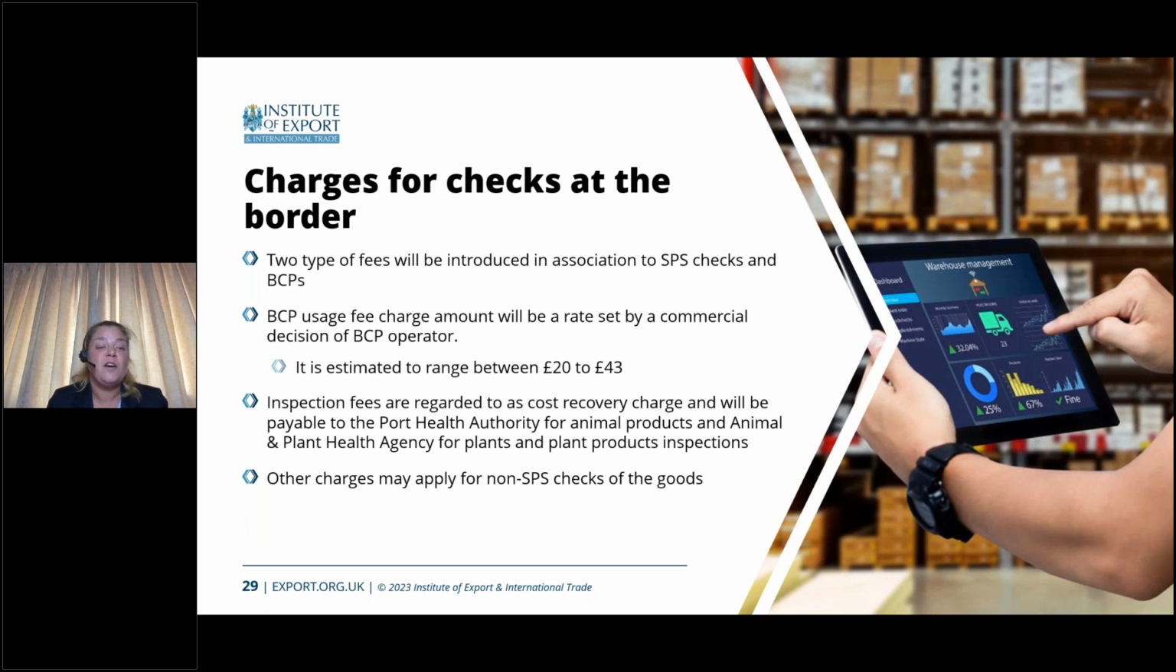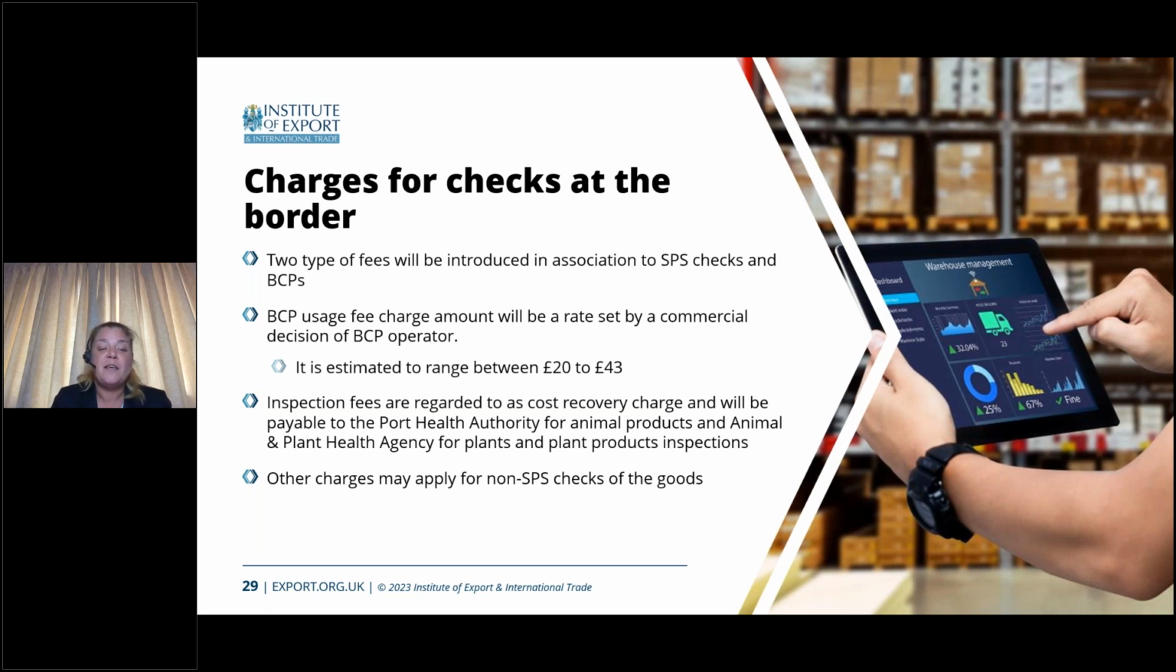So there are two different types of fees that are introduced in association with the SPS checks at border control points, and that is your border control point usage fee. So that's the fee for actually utilising their facilities. And then there are the inspection fees, and these are payable to the Port Health Authority, so that DEFRA or AFRA can do the inspections on your goods and allow them to be released for onward travel and to their point of destination.